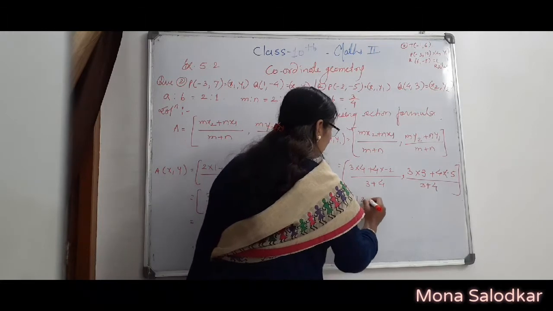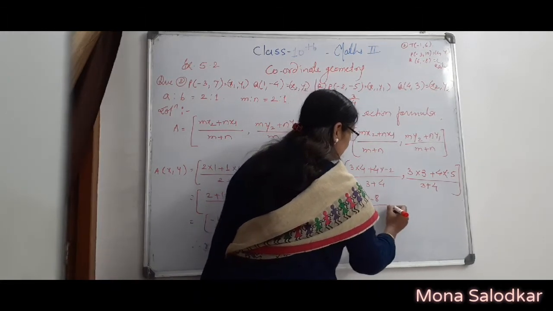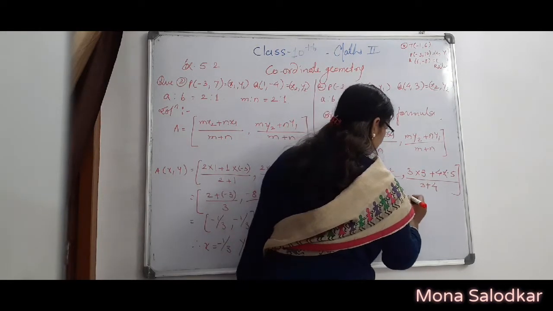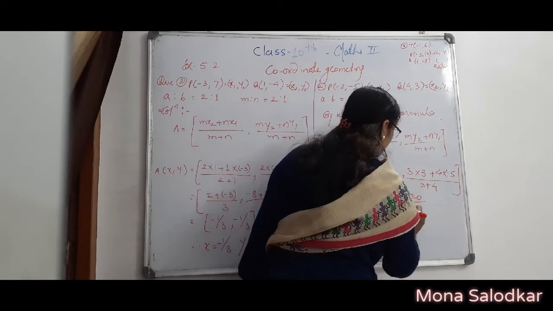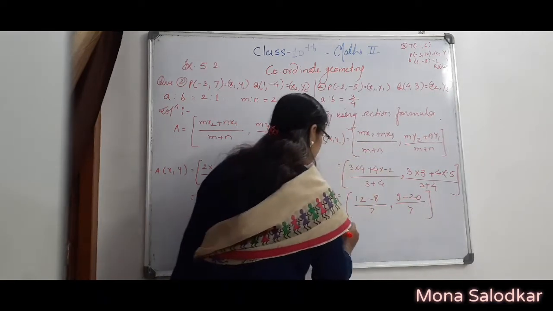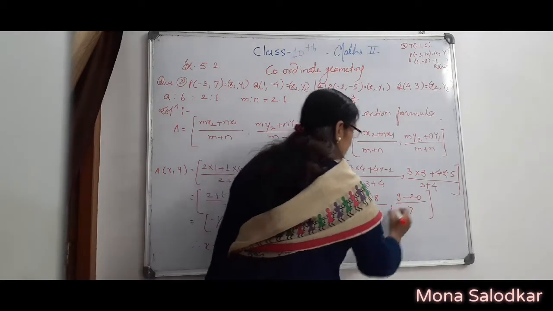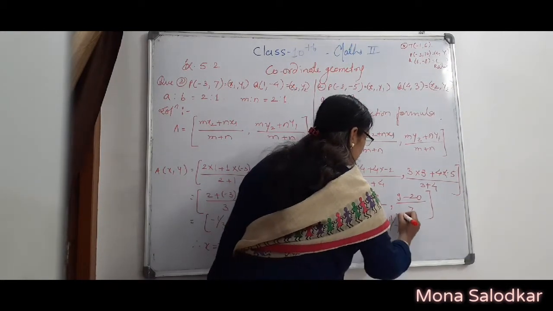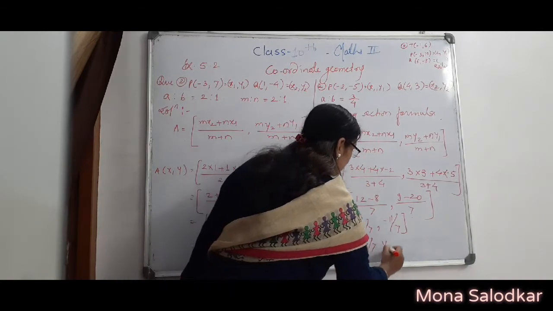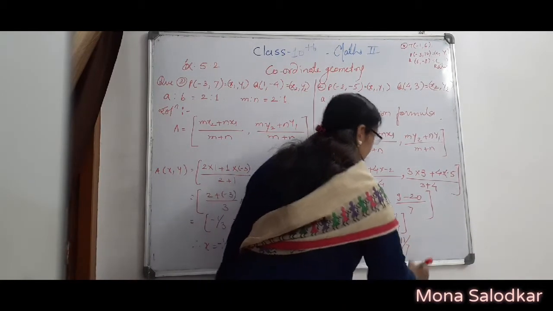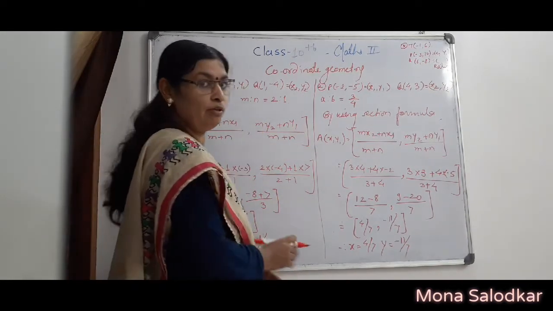3 4s are 12, 4 2s are 8, minus 8, 3 plus 4, 7. Now 3 3s are 9, 4 into minus 5, that is minus 20 upon 7. So what is your answer? 12 minus 8 means 4 upon 7. 9 minus 20 means minus 11 upon 7. So what you get? X equal to 4 upon 7 and y equal to minus 11 upon 7. Now you have to put the values and then find out the answer.